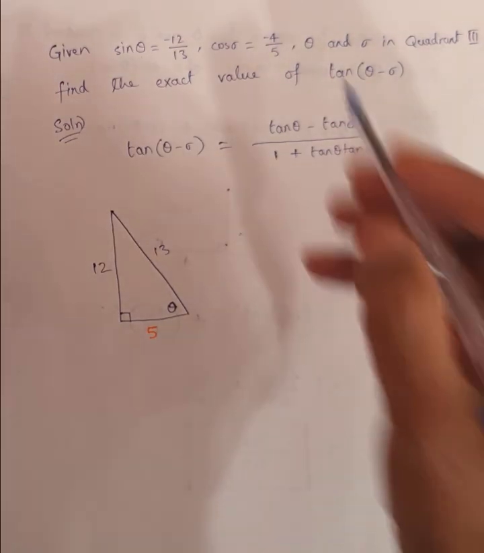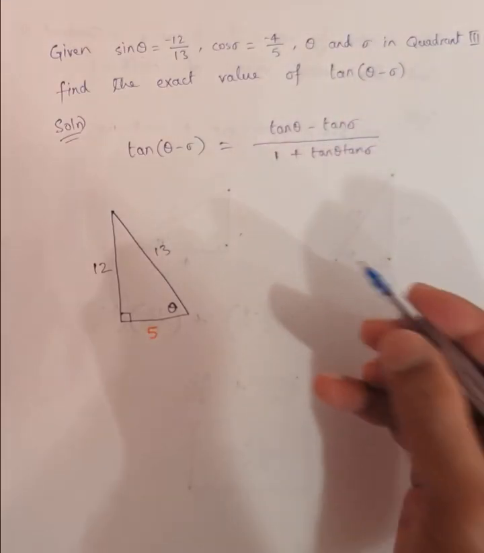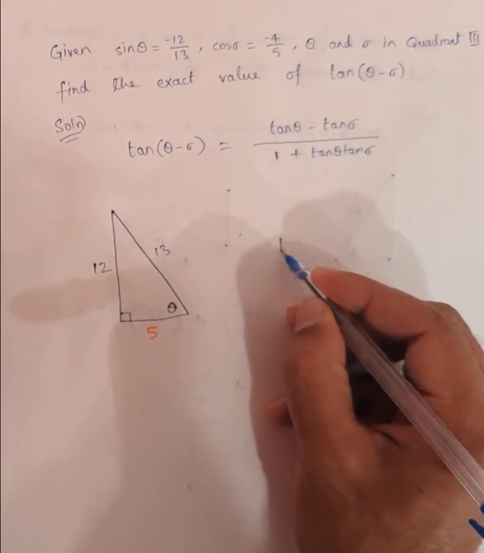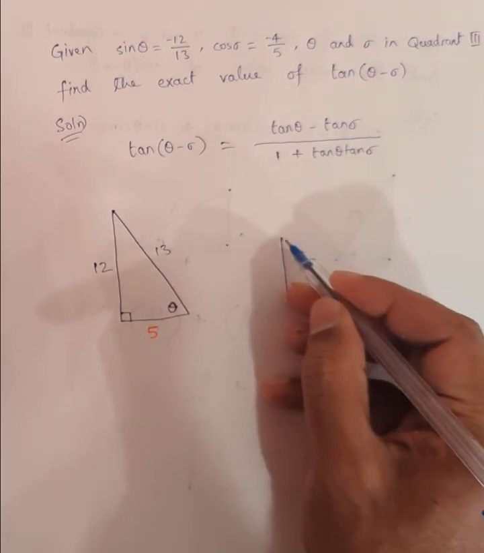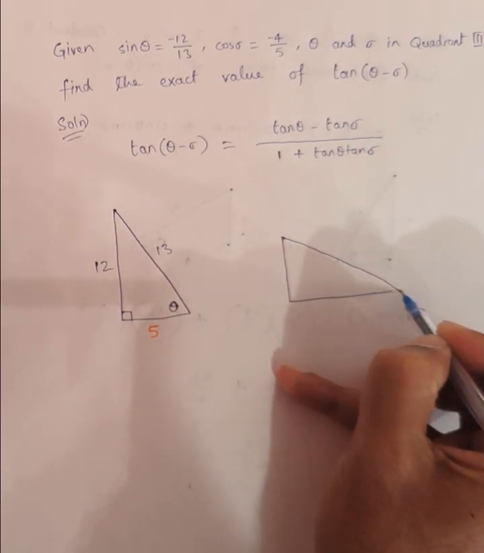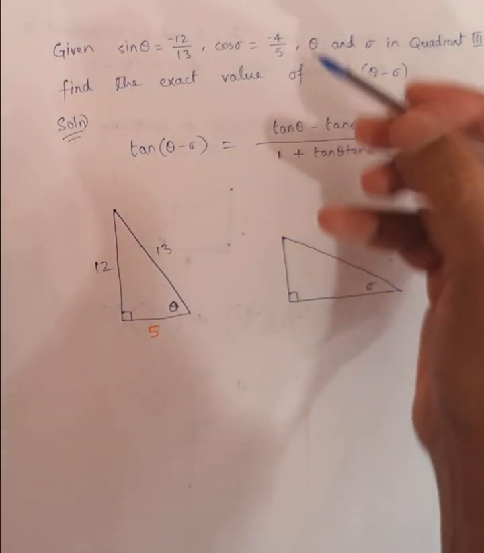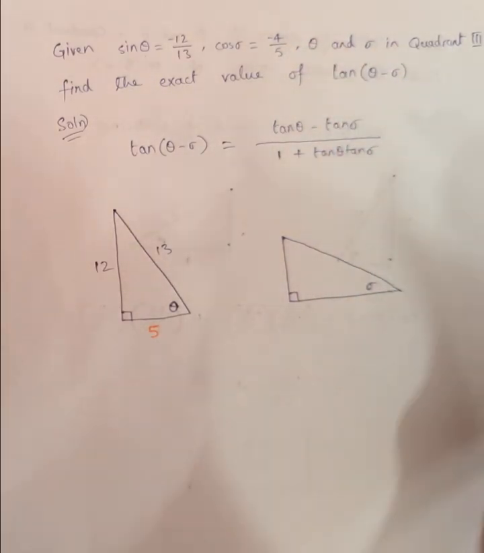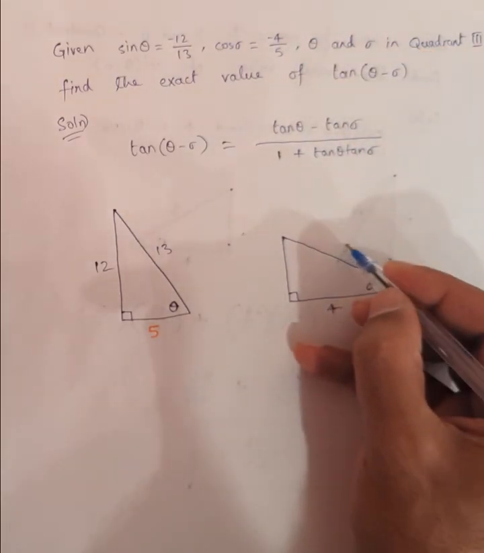Now similarly, ignore the negative sign for this cosine sigma. So draw another right triangle, and call one of the acute angles sigma. So cosine sigma is 4 over 5. Cosine is adjacent over hypotenuse. So this is 4 and that is 5.